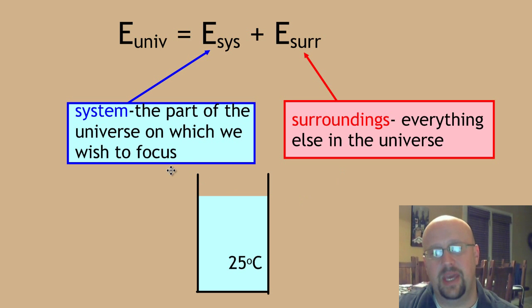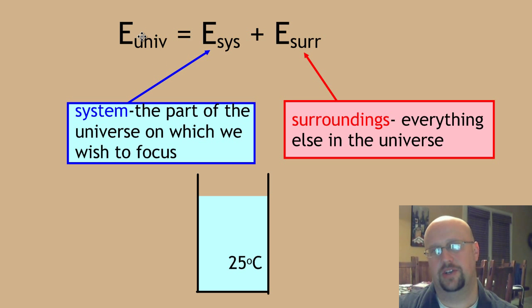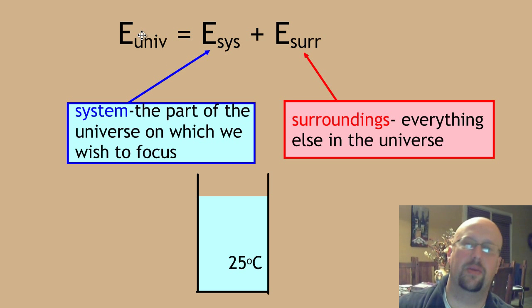And so what that means is that if I put energy into the system and the system's gaining energy, then the surroundings has to be losing energy in order to keep the energy of the universe constant. And we'll get a little bit more into the math of this a little bit later.